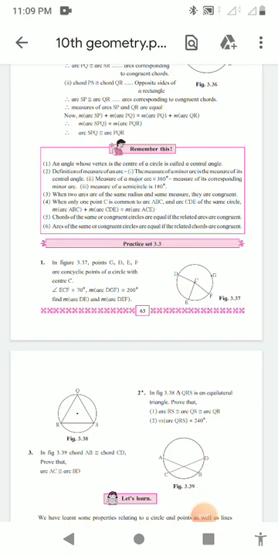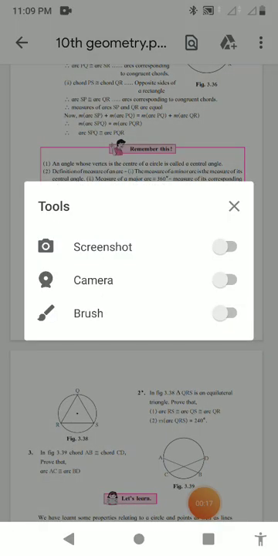Good evening, friends. In the last session, we started our chapter Circle from the 10th standard geometry section of mathematics, and we finished almost all of practice set 3.3. Only one problem is remaining. Now I am going to discuss this problem with you and we will proceed.